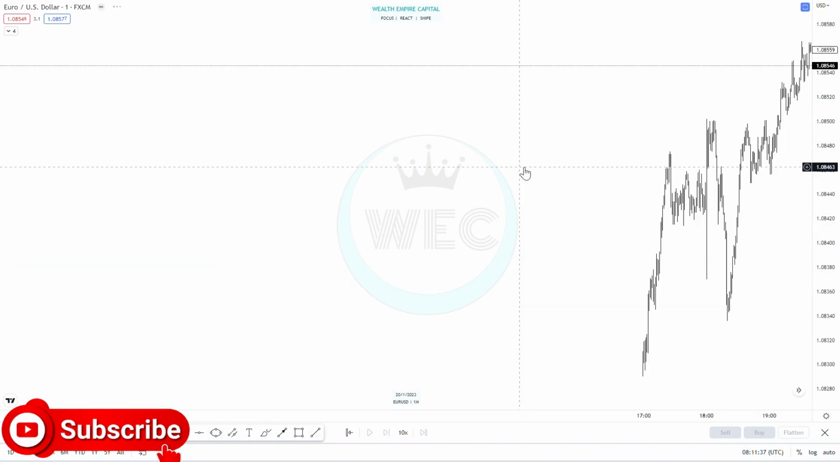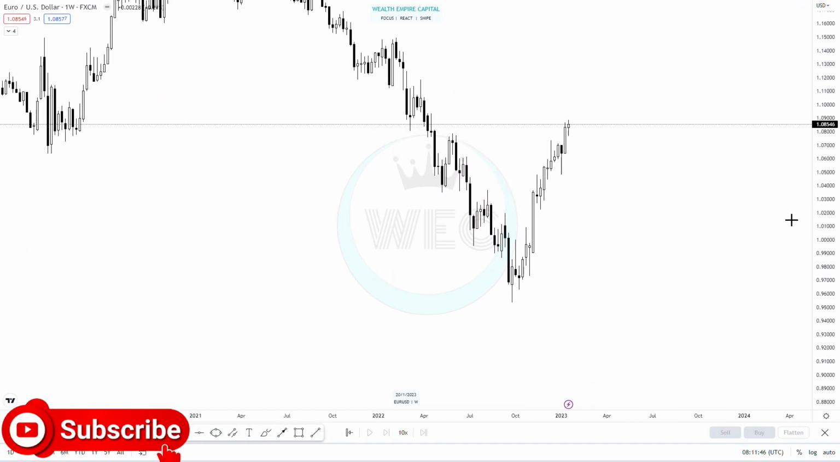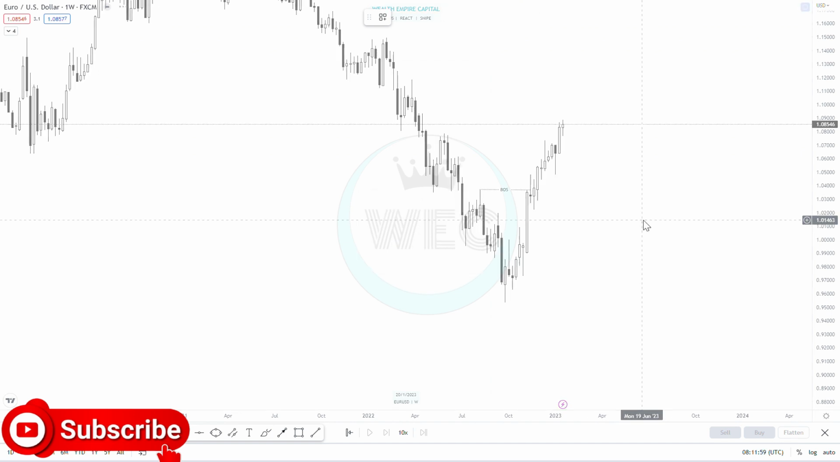Right, so Euro USD. So right here on Euro USD, I will not waste so much time in here. So already I mark this as my weekly breakout structure to the upside, right? So we know that the weekly is what is bullish already. Okay, so right after that, let's step onto the daily and let's see what the daily is doing.